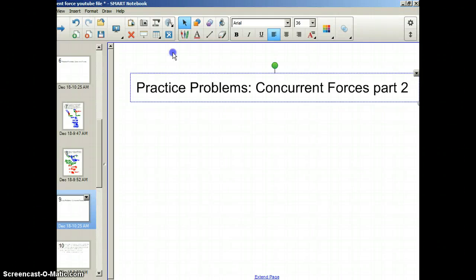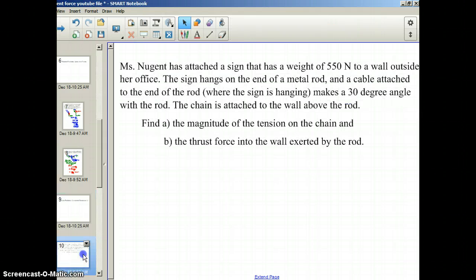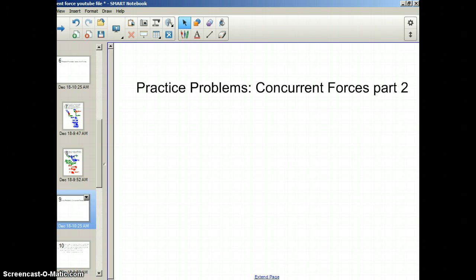Practice problems on concurrent forces, part 2. Mrs. Nugent has attached a sign that has a weight of 550 newtons to a wall outside her office. The sign hangs on the end of a metal rod, and a cable attached to the end of the rod where the sign is hanging makes a 30-degree angle with the rod. The chain is attached to the wall above the rod. Find the magnitude of the tension on the chain and, part B, the thrust force into the wall exerted by the rod.